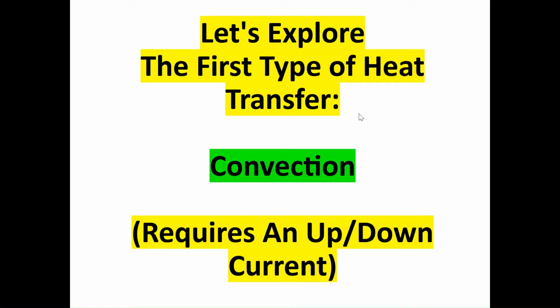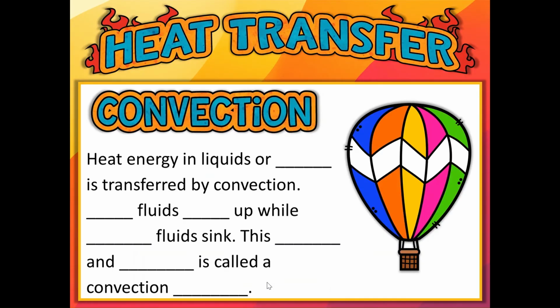Now let's dive into the second form that we can transfer heat, and that is through convection. Convection basically requires a current, things going up and down or side to side. But it doesn't matter. They all require a current, basically going in circles. This is what I mean by in circles.